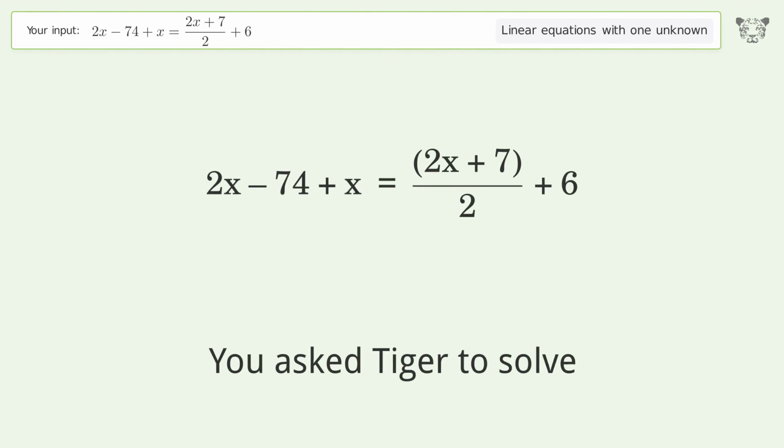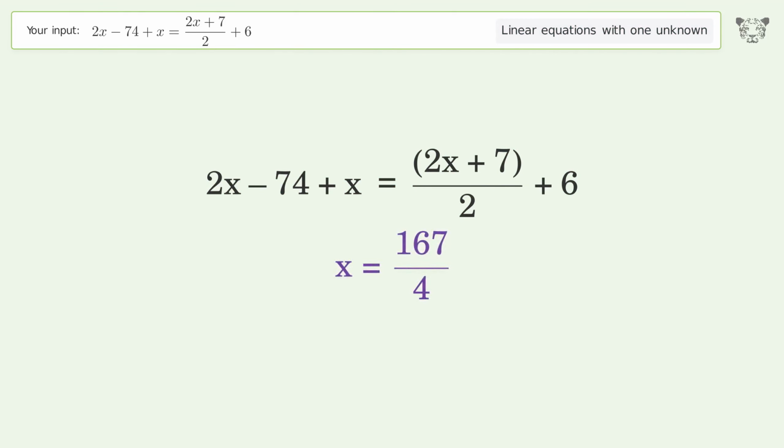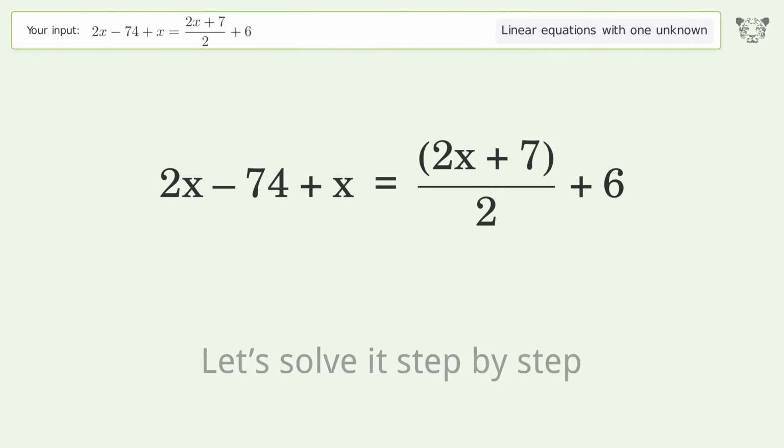You ask Tiger to solve this. It deals with linear equations with one unknown. The final result is x equals 167/4. Let's solve it step by step.